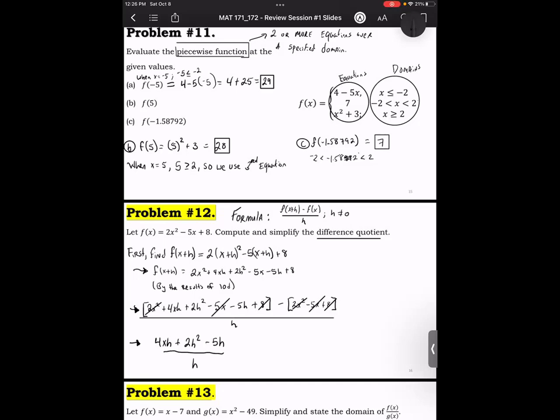Now, because all the terms in the numerator have an h inside of them, you can factor the h out. If I factor an h out of the numerator, what terms will go inside of the parentheses?